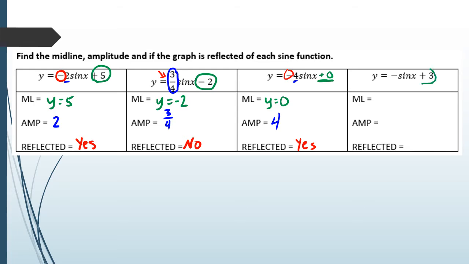And last but not least, we have this 3 out here. So Y equals 3. We don't have a number here. So once again, this time we're multiplying. So if you tell me that it's a 0, that means that this doesn't exist because anything times 0 is 0. But it is here. So remember, this is going to be a 1. Okay, when we multiply, to keep it the same, we multiply by 1. And then this is going to be reflected because, once again, we have a negative number out there.